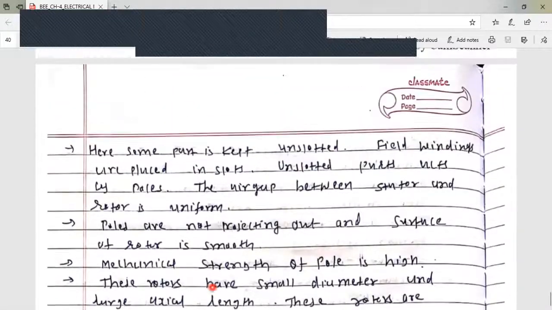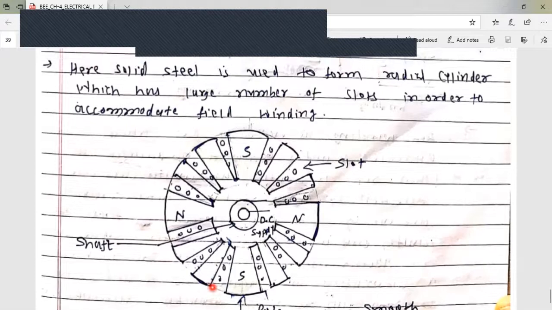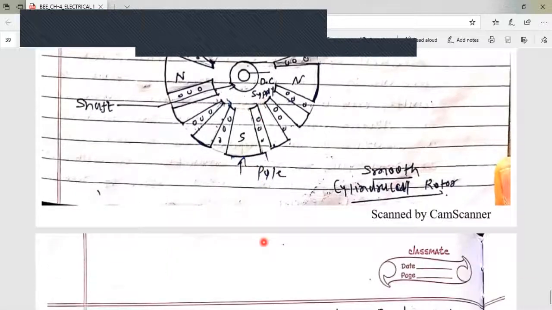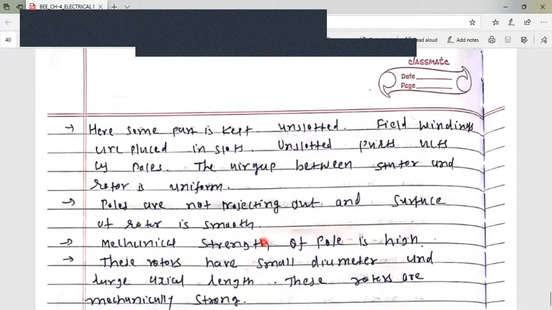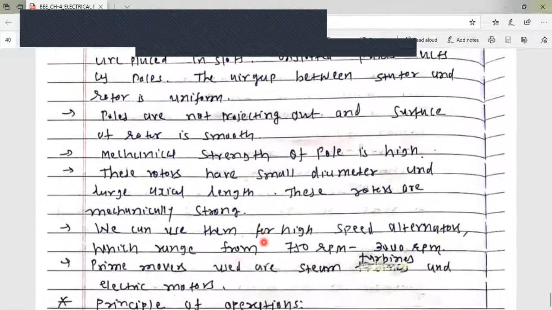See here, again I repeat, a large number of slots are there. Unslotted parts have windings. Okay. Here the diameter and size of the rotor are less compared to the previous type, and it is used for high speed alternators which range from 750 rpm to 1000 rpm.